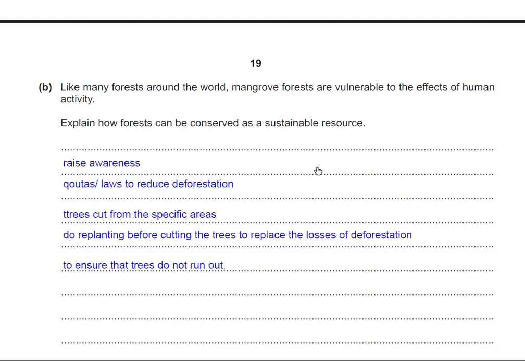So these are the points you can include in your answer: raise awareness regarding the importance of forests, introduce quotas and laws to limit deforestation, cut trees only from specific areas, and start replanting trees before cutting to prevent the risk of deforestation. I hope this was clear enough.